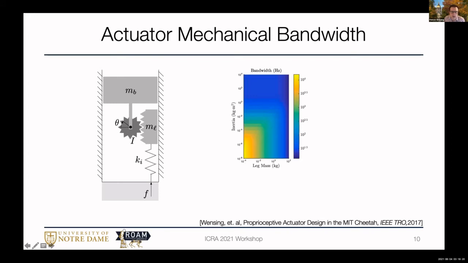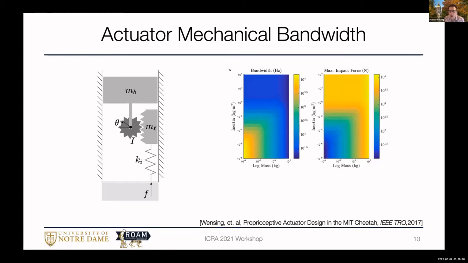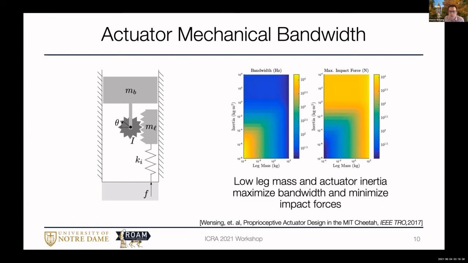In a similar vein, if we take this system and we pull it up in the air and we drop it down and we look at the maximum force that we see during an impact, in that case, blue here is lower, so low leg mass, low inertia leads to the lowest impact forces. So from this simple analysis, low leg mass and actuated inertia maximize bandwidth and minimize impact forces.